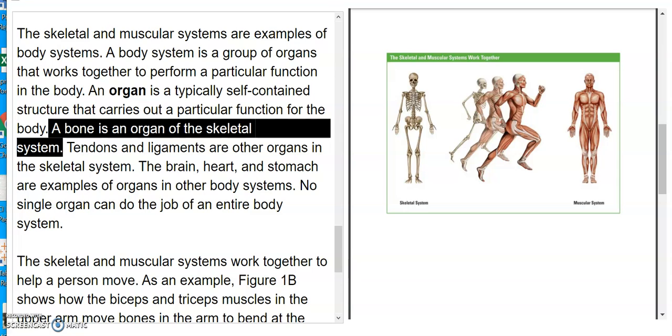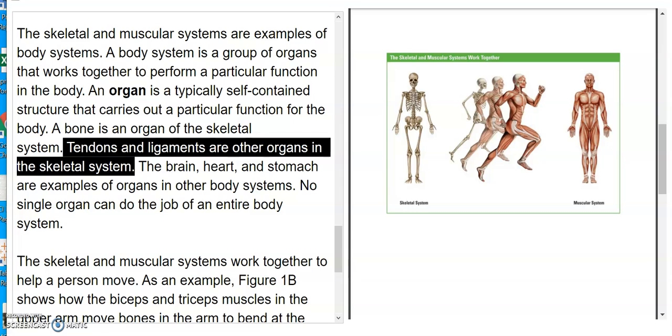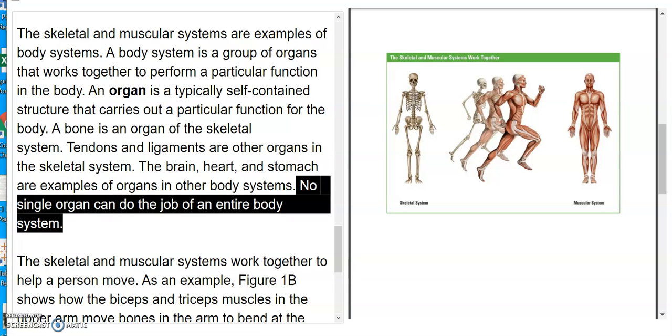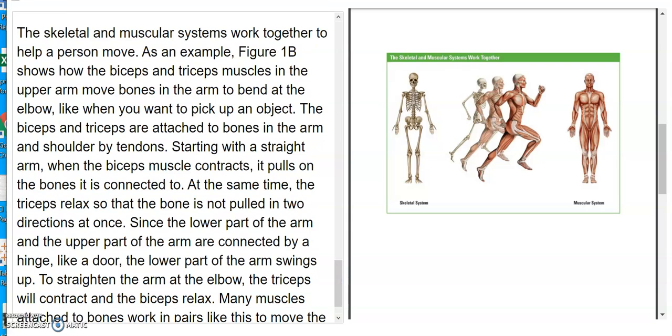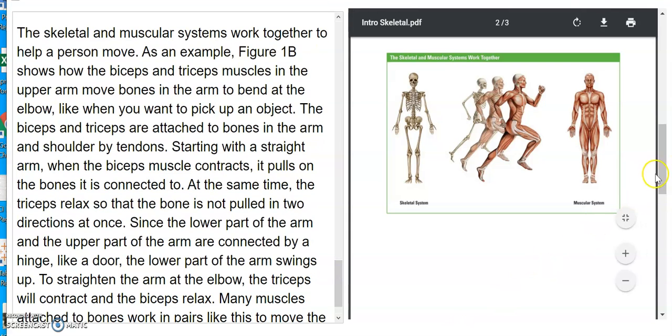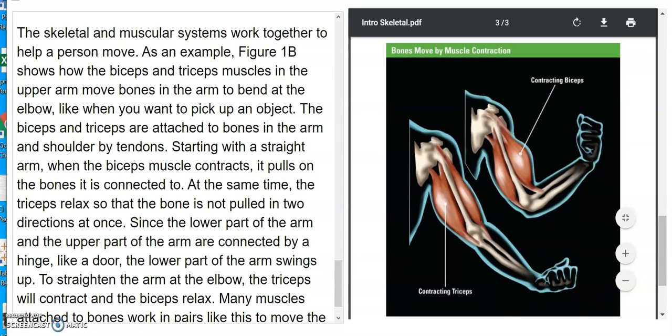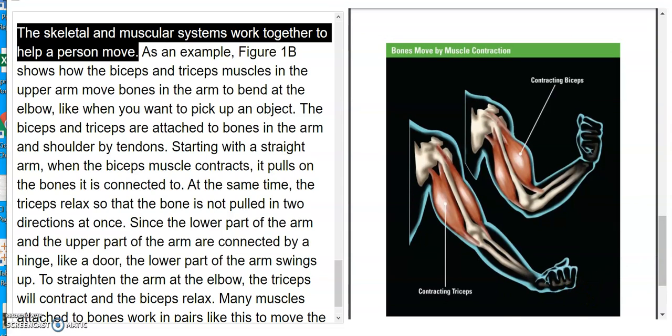A bone is an organ of the skeletal system. Tendons and ligaments are other organs in the skeletal system. The brain, heart, and stomach are examples of organs in other body systems. No single organ can do the job of an entire body system. The skeletal and muscular systems work together to help a person move.